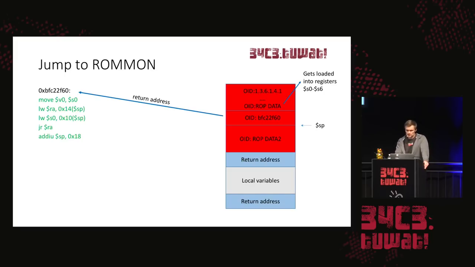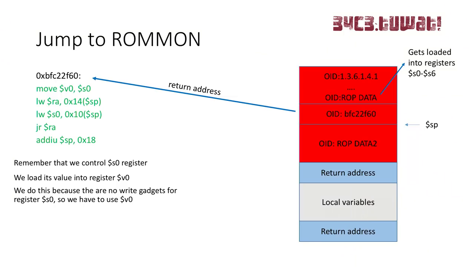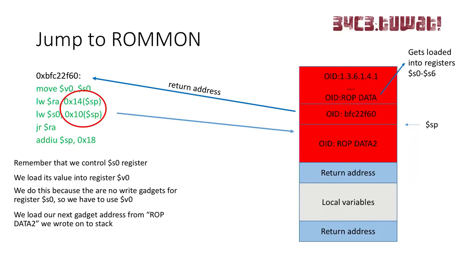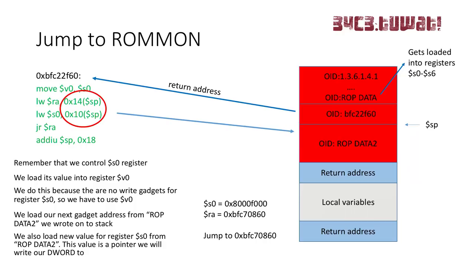After that, we overflow the stack frame of the next function, and we use that data also for our ROP chain. What we do here, we take the value of S0, we control the value of S0, as you remember, and we move it to register V0, and that's solely because there are no other gadgets in ROM monitor that use S0 as a target register to write data, so we have to use register V0. After that, the most important part is that we load the return address from the ROP data too, and also we load the address we will write to from the ROP data too. So basically, right now, after this gadget stops executing, S0 points to the memory we want to write to, and V0 contains the 4 bytes we'll be writing just before the code section.